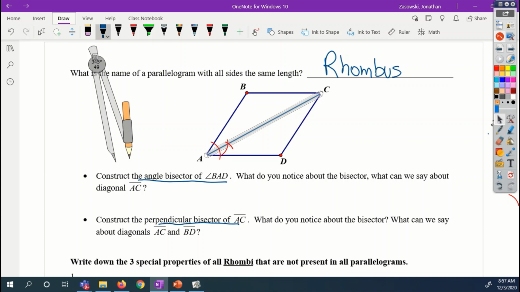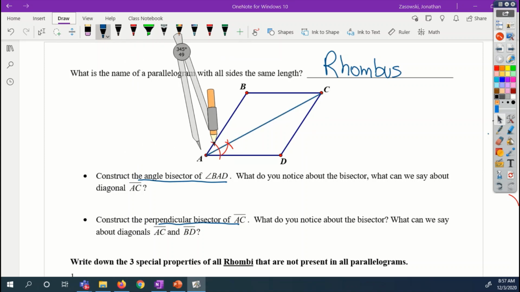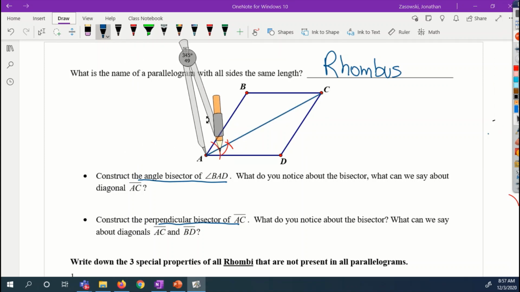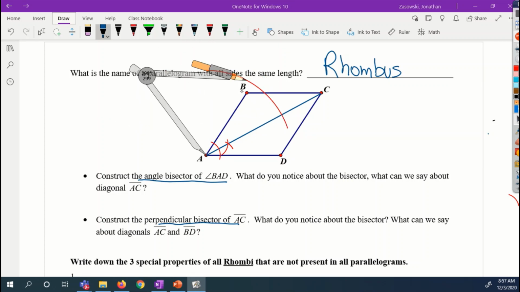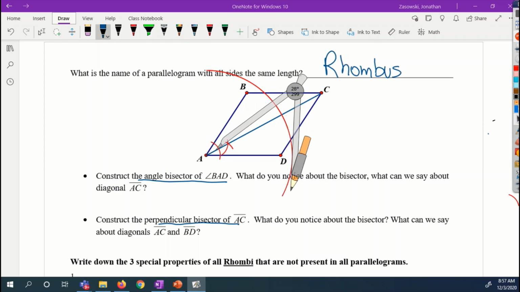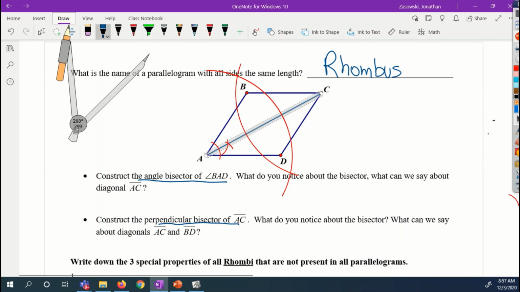All right, the second one we're going to do is draw the perpendicular bisector of AC. So we're going to do the football. Open your compass more than half. We're going to swing and make an arc above and below the middle. Switch over to point C. Try to be as exact as possible here. Draw those circles again. And now we're going to draw the line that connects our football.